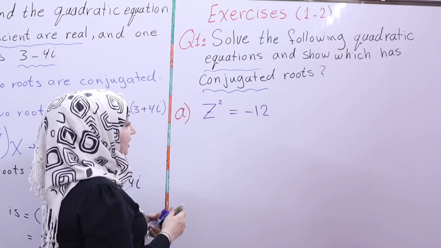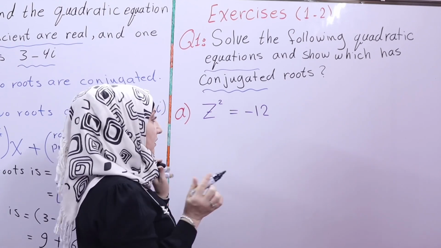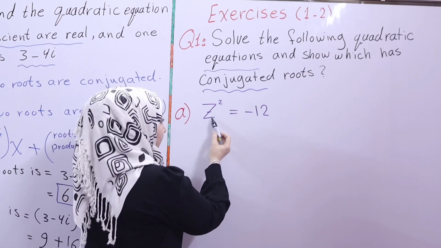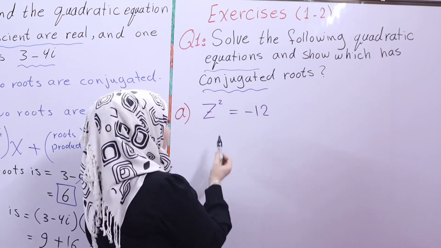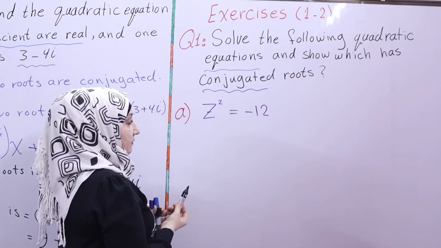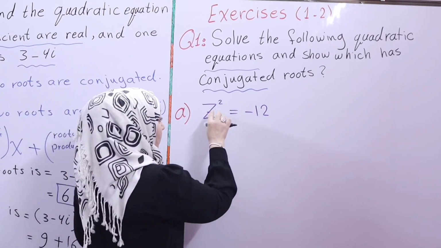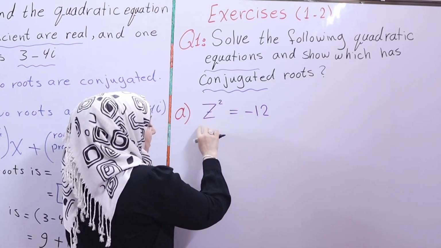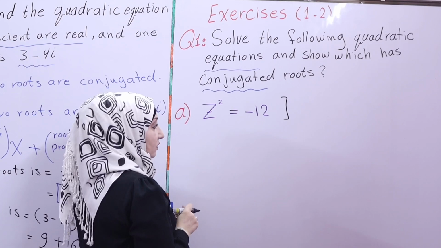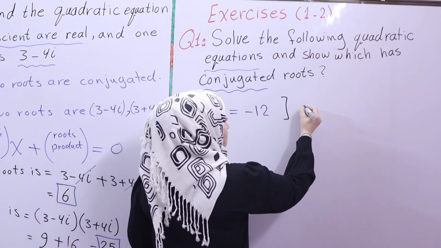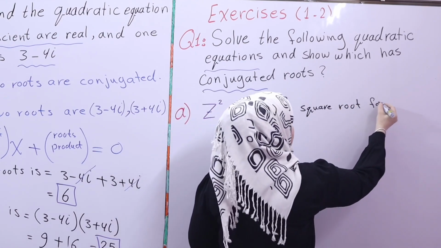Section A. Z squared equal negative 12. Here we have a quadratic equation because the variable is to the power 2. I want to find the value of Z. But Z here is squared. How can I find the value of Z? We will take the square root for Z squared. That means we will take the square root for both sides.